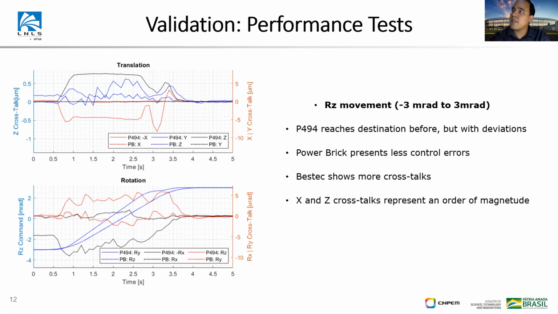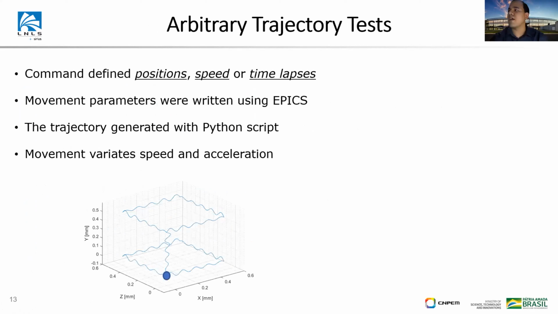This validation test showed us that the Delta Tau Power Brick LV was validated, as the commanded movement presents less control errors, and the crosstalks also were smaller than the previous control system. So our next step was to validate the arbitrary trajectory functionality, which consists of commanding the control system with predefined positions and speed or time lapses of the trajectory.